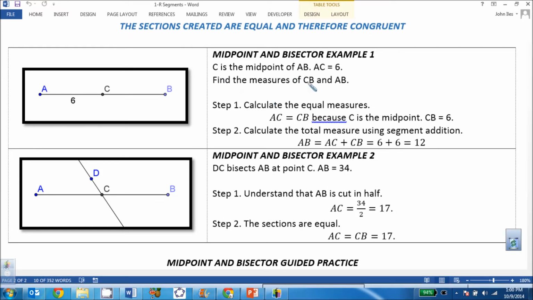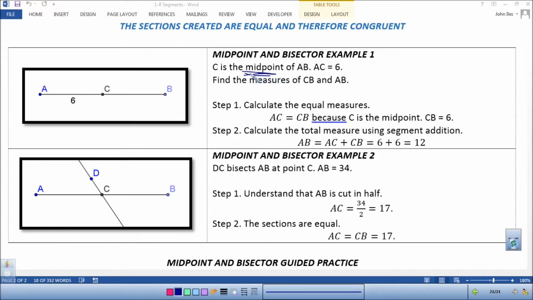In example number 1, we have C as the midpoint of AB, which means that the segments on either side are congruent, and we show that with a tick mark like this, just a vertical mark through the line. That basically means these two segments are equal. So CB would be 6 and AB would be 12, because 6 plus 6 is 12.